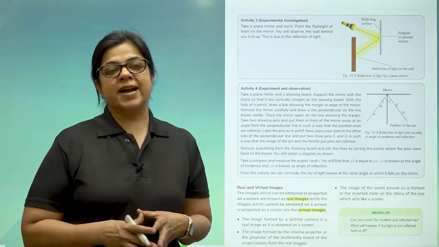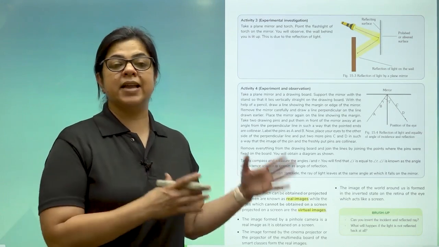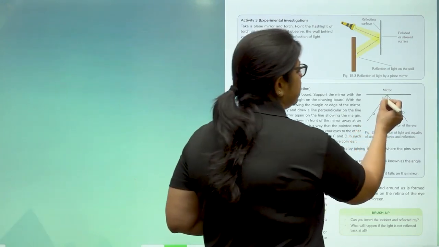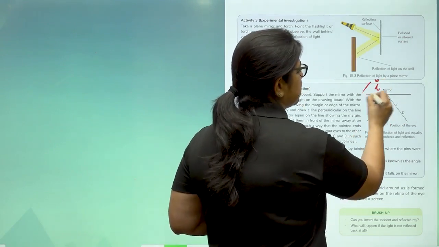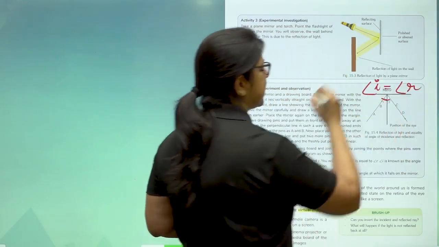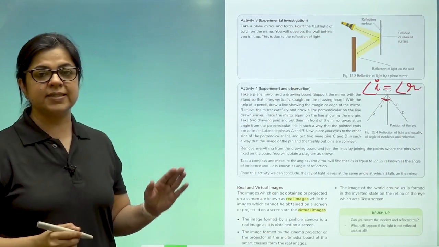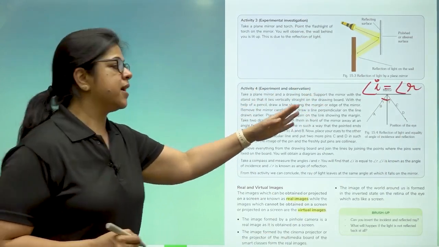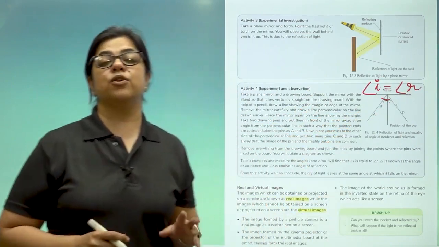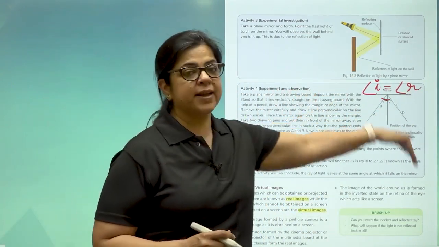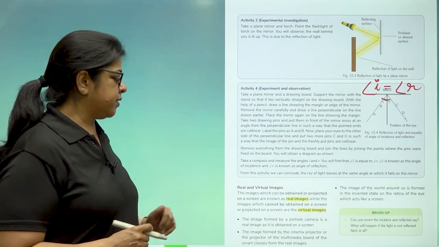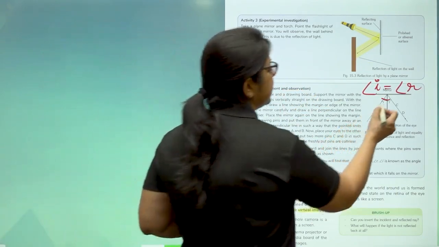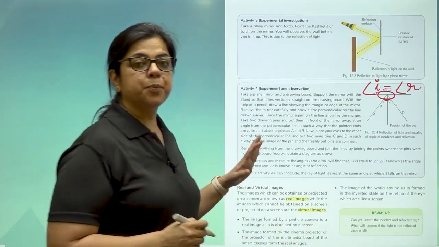So in the first activity, we learned that light is reflected. And in the second activity, we learned that angle I is equal to angle R, where angle I is the angle of incidence, that is where the incident ray touches the mirror, and angle R is the angle of reflection, where the reflected ray leaves the mirror. So based on this, children, we know that an image is formed on the mirror.